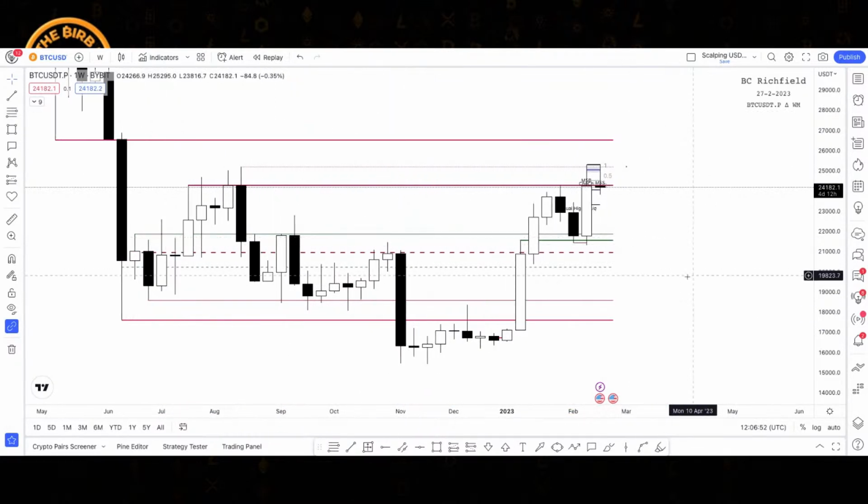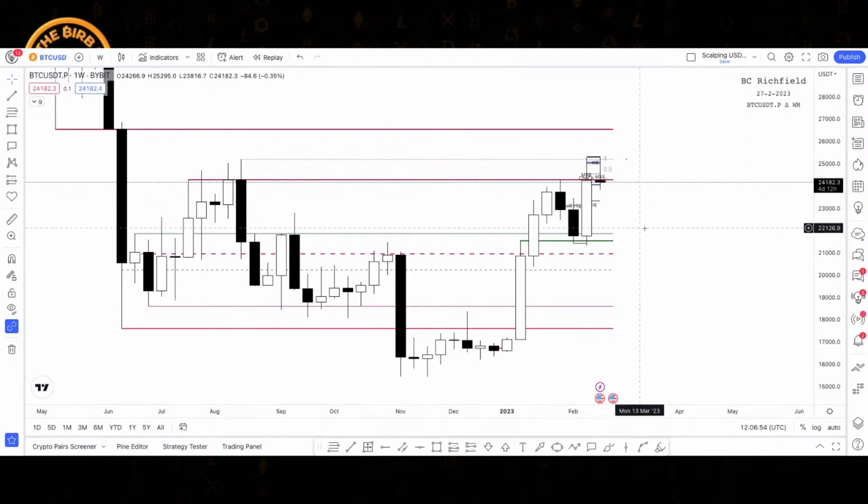Now, the reason that I'm not as bullish as a lot of people at the moment is because we're here, and I know this looks a bit messy, guys, but I thought I'd leave it on there for you because this is my live trading chart, right? So you can see what my thoughts are in real time.